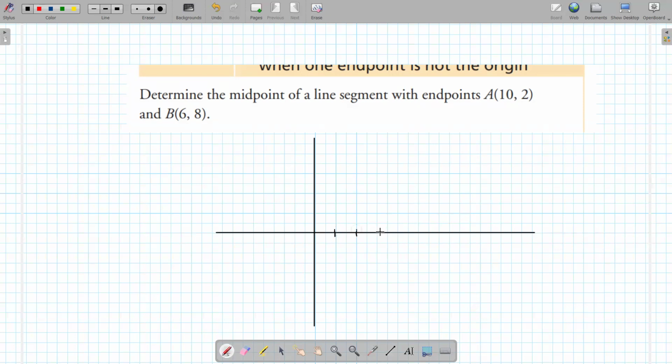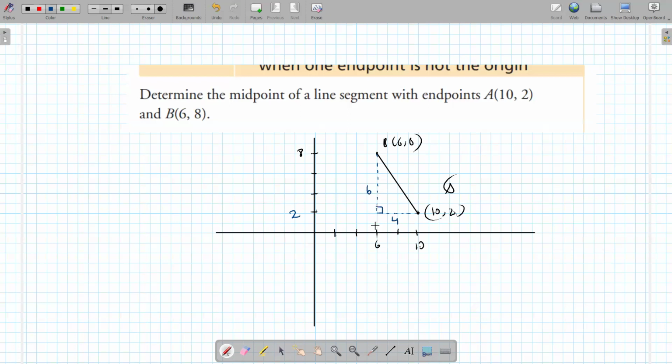So 2, 4, 6, 8, 10. (10, 2) is right there. So that's our point A. And (6, 8): 2, 4, 6, 8 is right there. And that's our point B. Now, if we join this, what do you notice? That you can actually turn this into a triangle, right? This is 2, that's 8. So this is 6 units. This is 6, this is 10, this is 4 units.